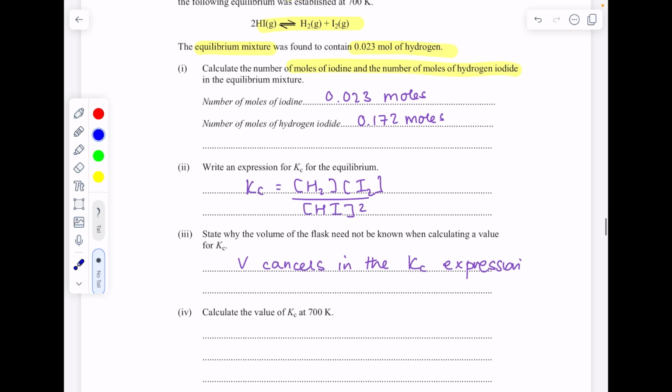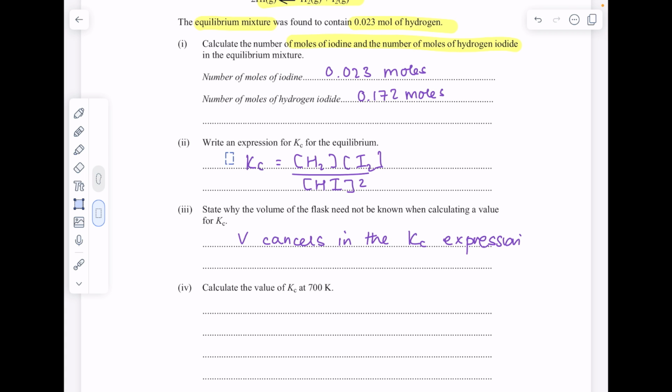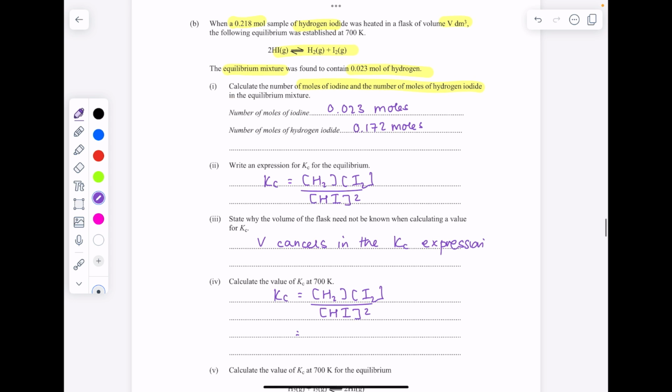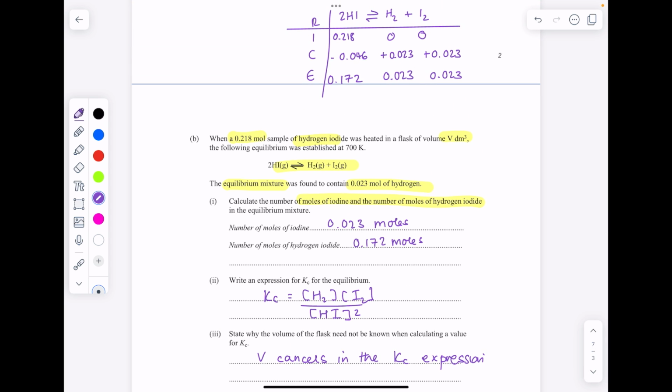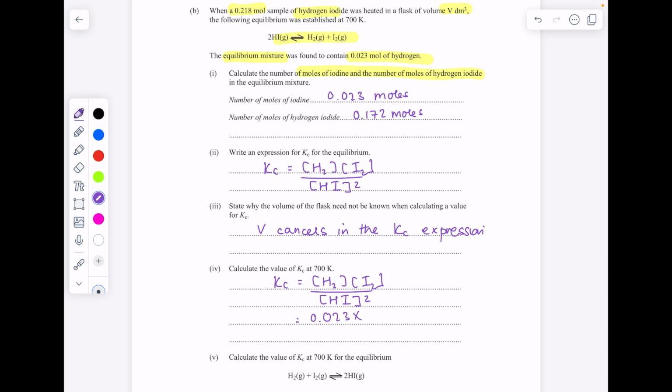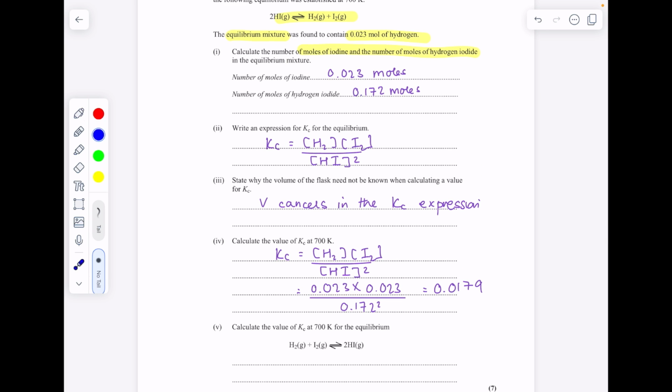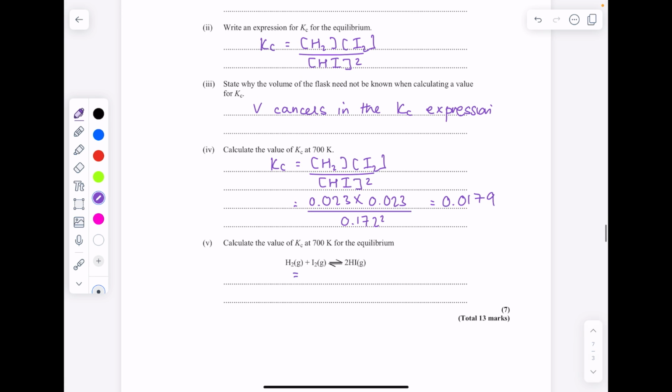Calculate the value of Kc at 700 Kelvin. We'll steal that expression. You don't need to find the concentration, you can just use the number of moles at equilibrium here. Substitute those in. And then calculate the value of Kc at 700 Kelvin for the equilibrium. This equation is the opposite way round. You could write a new Kc expression, plug your numbers in, but honestly the easiest thing to do here is just do 1 over your answer from before. It's the same, to get 55.9.